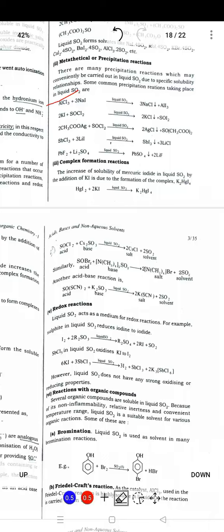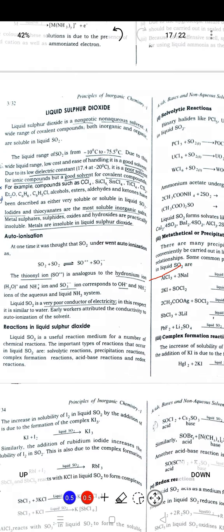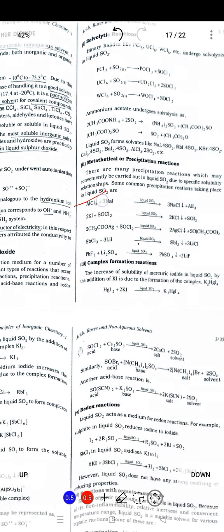Hello, so in the last video we discussed sulfur dioxide. On sulfur dioxide we discussed the general characteristics, the autoionization and the solvolytic reaction, and the precipitation reaction we have already discussed. So now let's move on to the complex formation reaction. It was briefly mentioned, but I think it's not clear, so we can start the discussion on complex formation reaction.